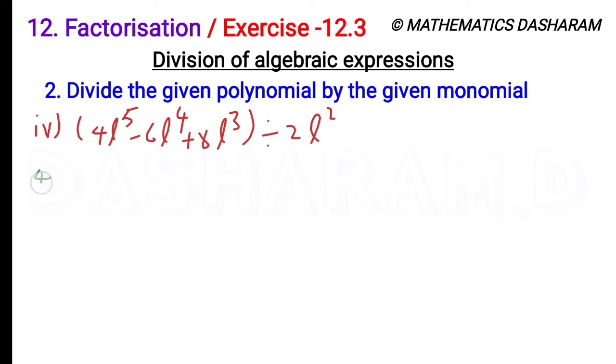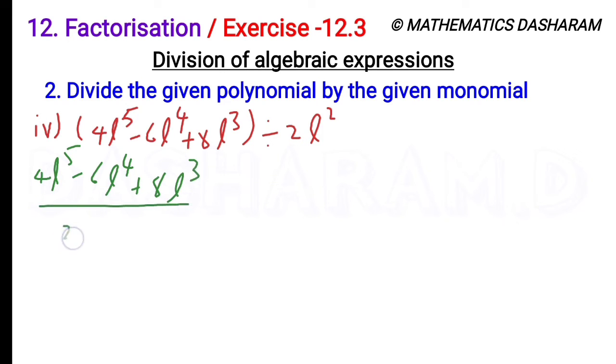Fourth question: 4l to the power of 5 minus 6l to the power of 4 plus 8l cube, divided by 2l square. So it is equal to, see in the numerator 4, 6, 8 all are coming in 2 tables. So 2 common into l to the power of 5, l to the power of 4, l cube. So the maximum common is l cube.